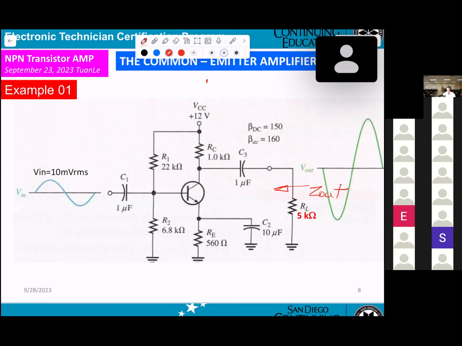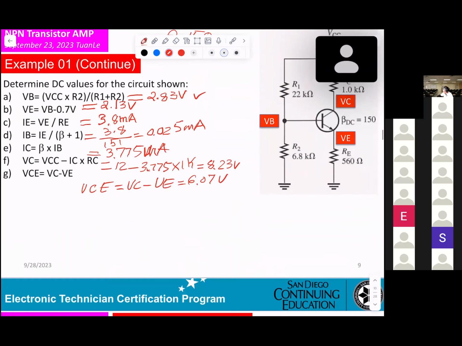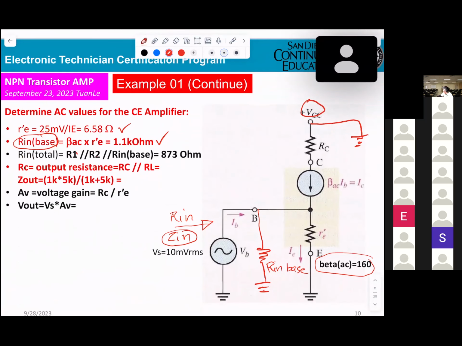Mr. Pham, can we go back to the previous page? I mean page 10. I want to ask a question real quick. On the R in base, can you show the math in that? The beta AC is 160, right? Yeah. And the R prime E is 6.58. Okay, I got it. Never mind.